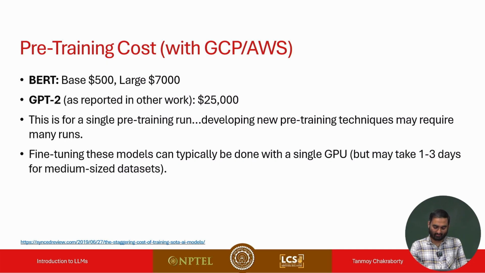Cost-wise, quick comparison. I'm not very sure about this. I took this from this link, right? BERT base cost was 500 USD, I think, with a single pre-training run, right? The large required $7,000, whereas GPT-2 basically needed approximately $24,000.